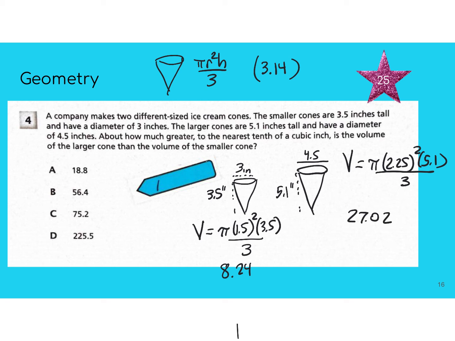And it says how much greater is the volume of the larger cone than the smaller cone. So here's our larger. Here's our smaller. You need to subtract. That's how much greater. So you're going to subtract your 27.02 minus your 8.24. So here, when I subtract, I end up with 18.78. So it comes up with 18.78, which is approximately 18.8.